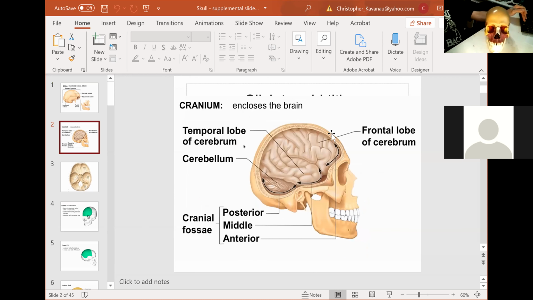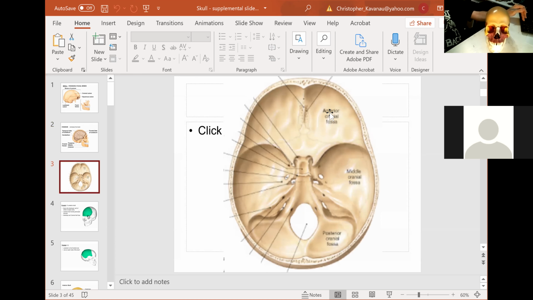All right, so as I mentioned, the cranium encloses the brain. And we're going to see there's different portions here at the base of the cranium, which are like little landing pads for the brain that fit into these little spaces. So these are called fossae. A fossa is a shallow depression, and the plural is fossae. So we have an anterior cranial fossa, so it's going to be in the front, the anterior portion, a middle cranial fossa, and a posterior cranial fossa.